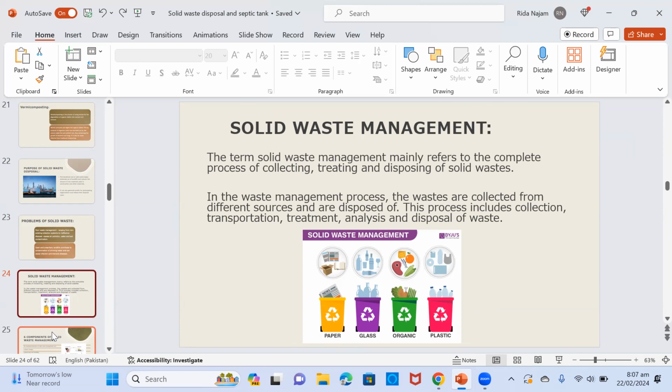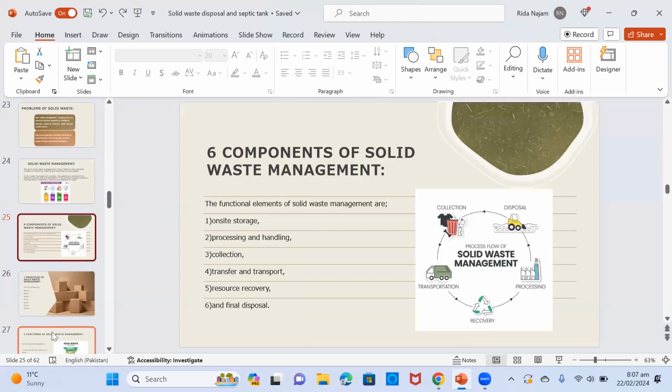And as you can see in the picture below, it shows different colors of the bin, which are used to highlight the different wastes. Yellow is for paper, purple is for glass, green is for organic matter, and red is for plastic. Six components of solid waste management.